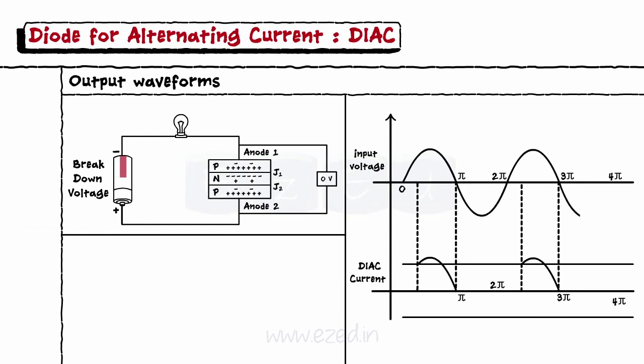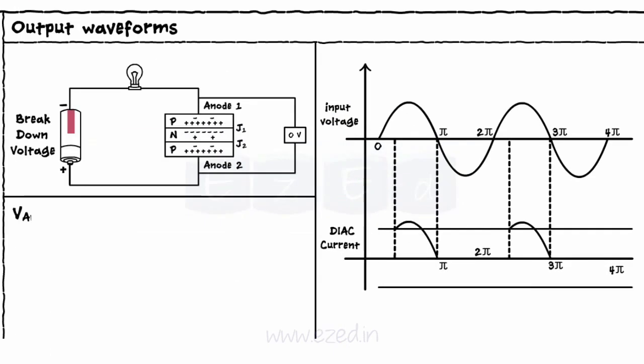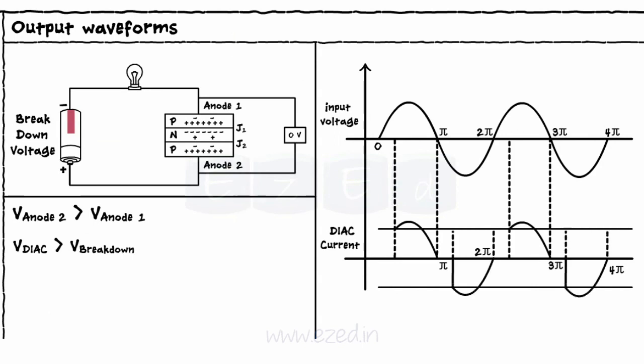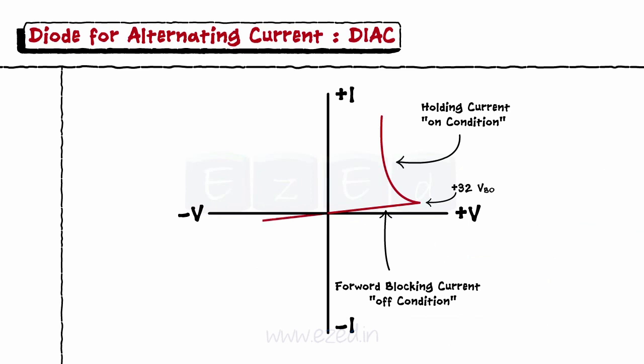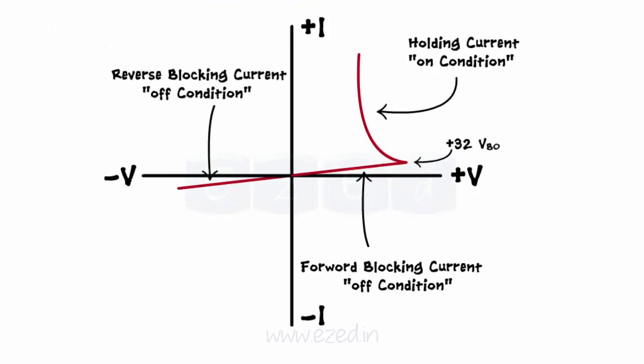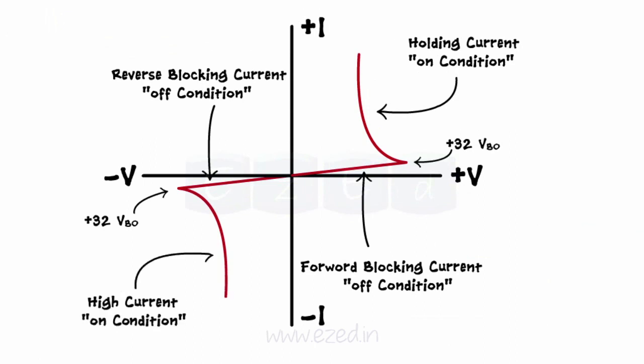As the negative half of the input starts, anode A2 attains higher potential than anode A1. Thus, as the voltage across the DIAC exceeds the breakover voltage, the DIAC conducts current from point B till the end of the negative half cycle and the process continues. We get the same response during the negative half of the input. After the breakdown voltage, the current through the DIAC increases rapidly.